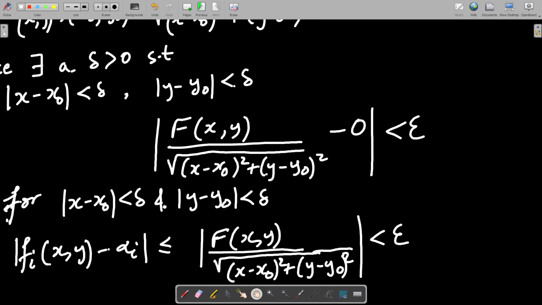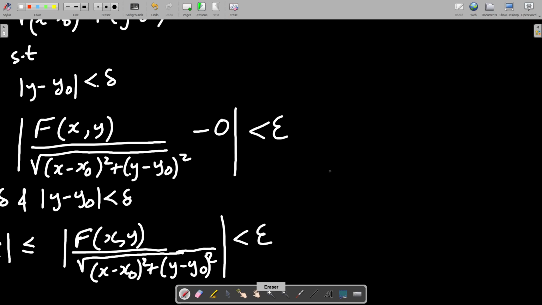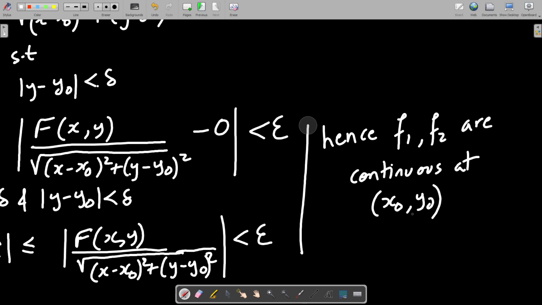So hence, what have we shown? For |x − x0| < δ and |y − y0| < δ, |φ(x,y) − α| is less than ε, right? So hence φ, f1, f2 are continuous at x0, y0.